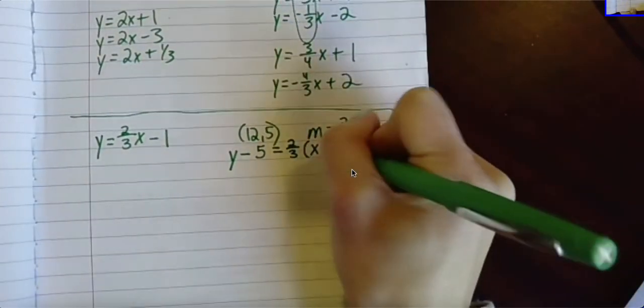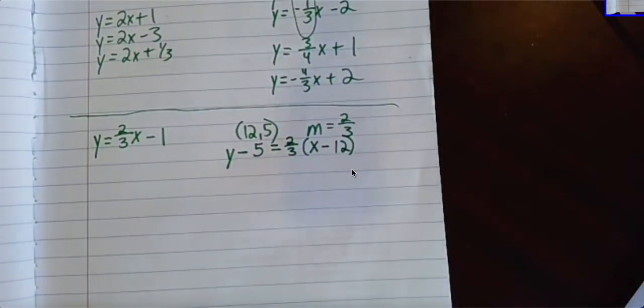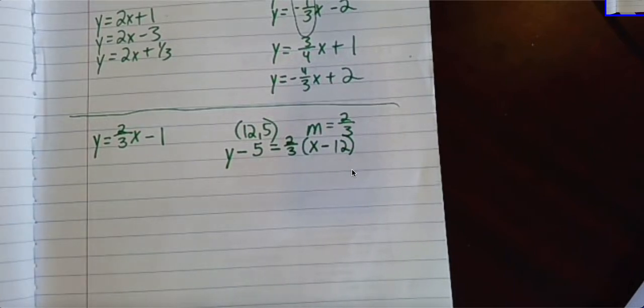12. Now, what would be great is if they wanted us to leave the equation like this, right? That'd be great. But that's point-slope form, and maybe on your test you'll have some where I would just let you leave it like that. What if they ask for it in slope-intercept form though? What do we have to do?